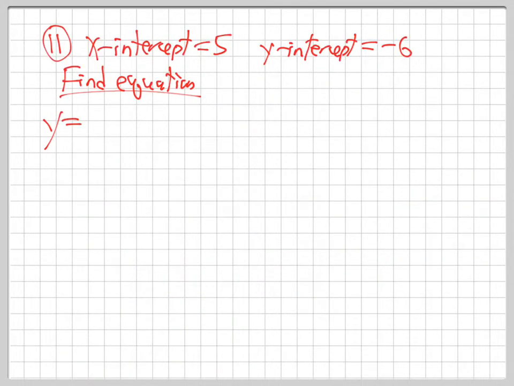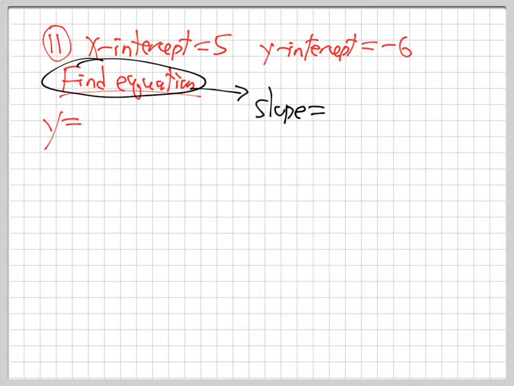This one, they're back to wanting the y equals. So number 11, they give us an x-intercept of 5, a y-intercept of -6, and they're saying find the equation. Whenever they say those magic words, find the equation, that's when you're always going to use your slope formula. That's the phrase that'll help you. It's slope equals y minus blank over x minus blank. So whenever they say find the equation, you think, okay, I'm going to use slope equals y minus blank over x minus blank.